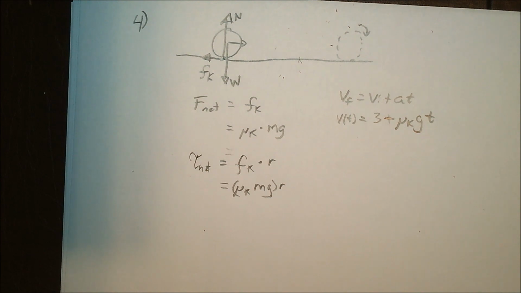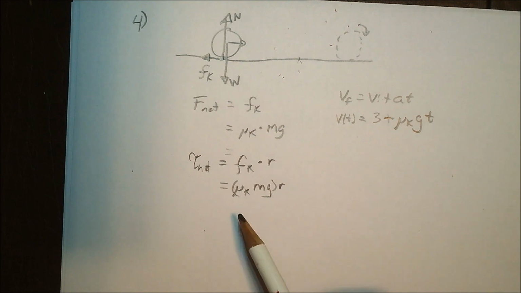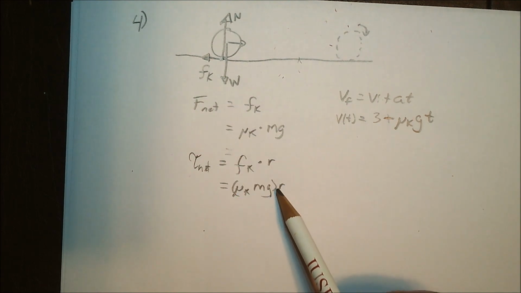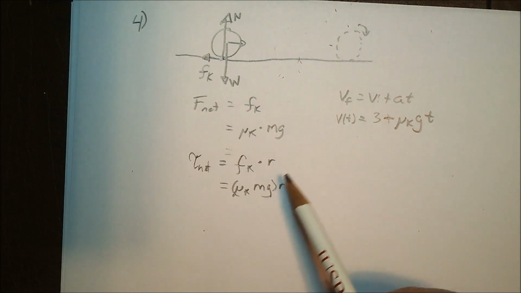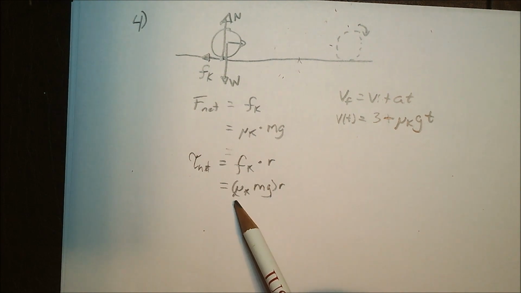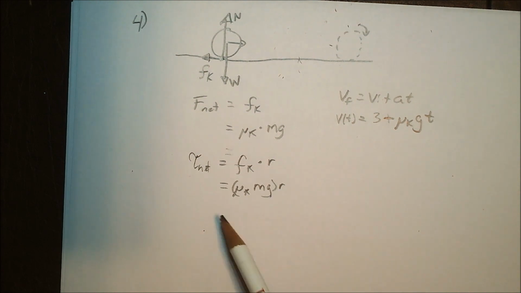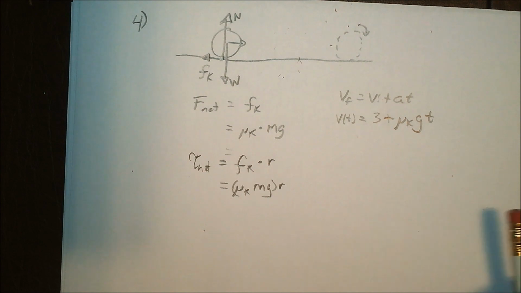Okay, so the net torque is given as the coefficient of friction times m times g, that's the friction, times the lever arm, which is r sine of 90, so it drops out. You probably plugged in for mu k, m, g, and r, because they gave all those to you, but I'm going to write it like this. Okay, then it asks to solve for the angular velocity as a function of time, so go ahead and do that now. Pause the video.